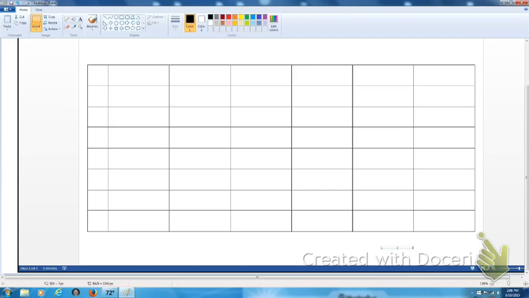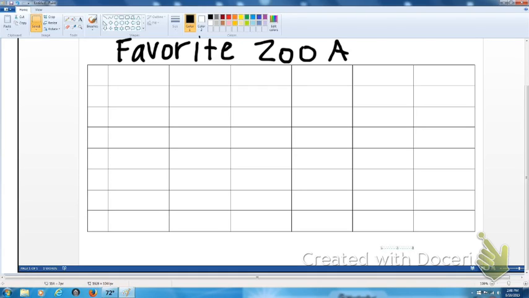Let's begin with the title. Our question was, what is your favorite zoo animal? Our title should always represent the data. Therefore, in this case, we can simply use favorite zoo animals. And the title always wants to be on top and very visual. That way people know what the data is representing.